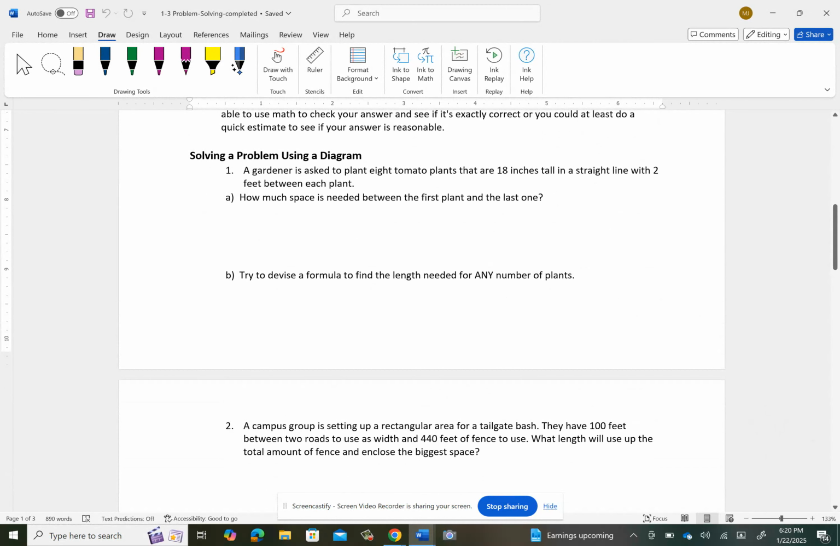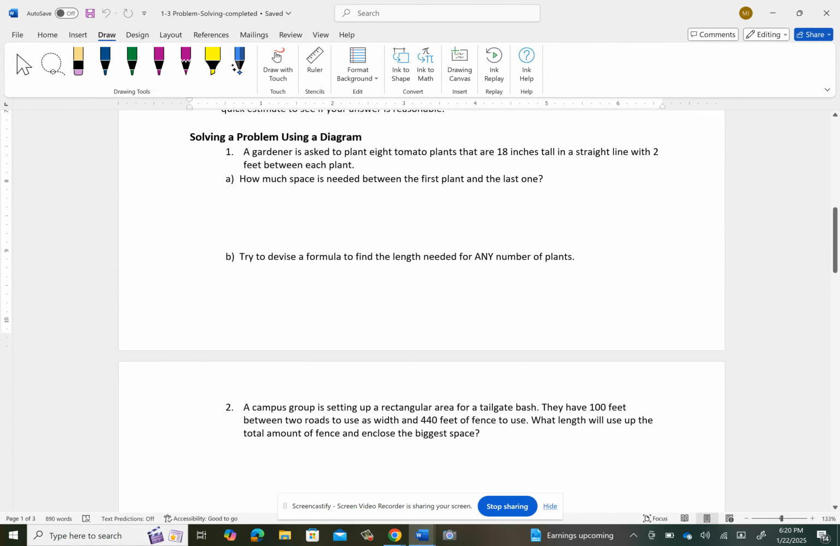So this one, here's the problem. A gardener is asked to plant 8 tomato plants that are 18 inches tall in a straight line with 2 feet between each plant. How much space is needed between the first plant and the last one? With that one, I would actually just try to draw the situation to try to understand it. So let me think about that a little bit.